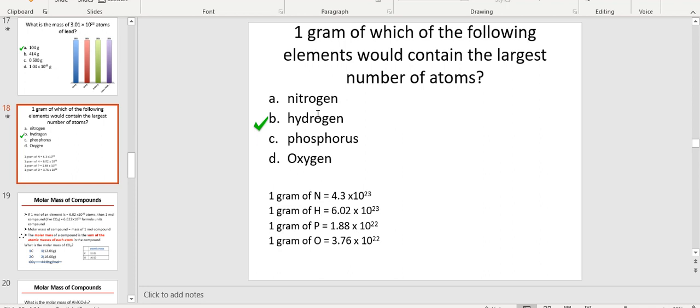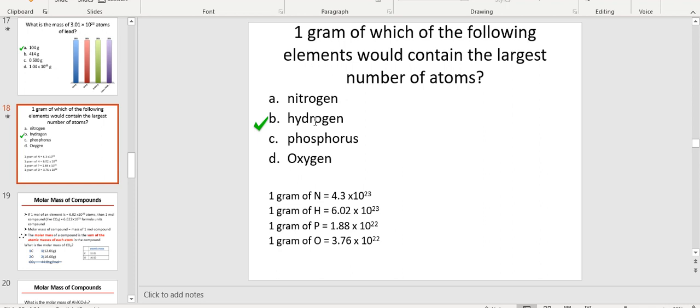And hydrogen has an atomic mass of 1. All right, so it's going to weigh the least. And you have a look here. Okay, 1 gram of nitrogen has this amount of atoms. 1 gram of hydrogen has this amount of atoms. 1 gram of phosphorus has this amount of atoms. So just to recap, if you're comparing 1 gram of each of these, and you want to know which one would contain the largest amount of atoms, well, you have to go for the smallest molar mass.